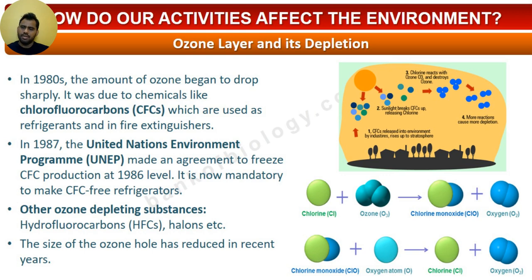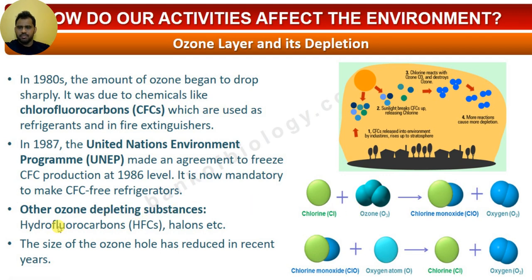In 1987, the United Nations Environment Program, UNEP, made an agreement to freeze chlorofluorocarbon production at the 1986 level. It is now mandatory to make CFC-free refrigerators. Now you have to make a fridge in such a way that chlorofluorocarbon gases are not present in it. Chlorine plus ozone gives chlorine monoxide plus oxygen. Chlorine monoxide plus oxygen gives chlorine plus O2.